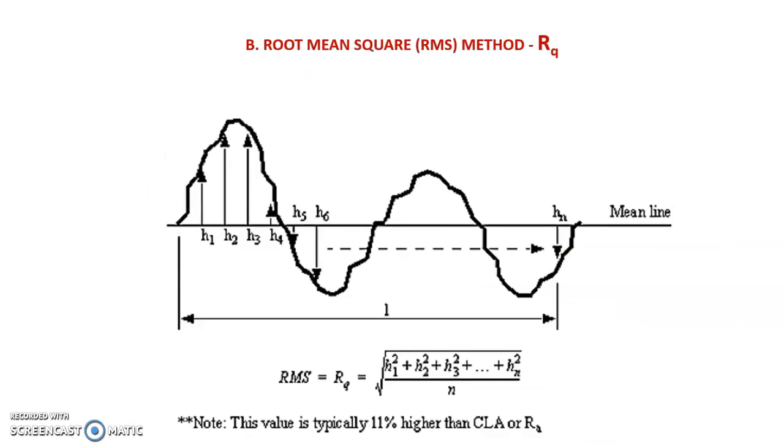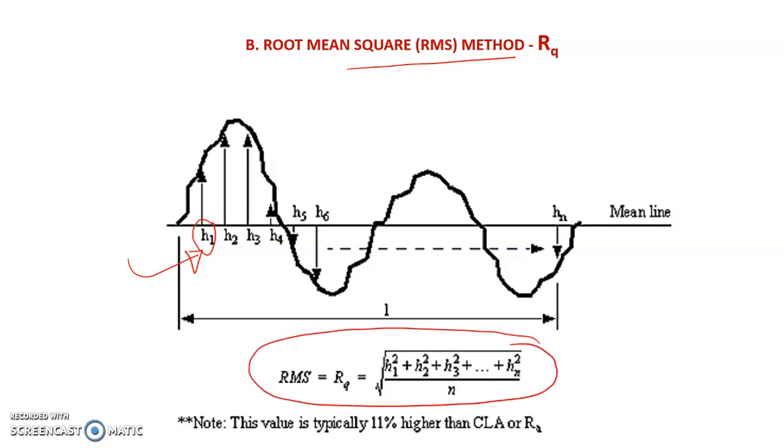In the root mean square method, the procedure is the same. We divide it into a number of divisions and measure the heights from the mean line to the profile. But the equation used is modified like this: it is now the root of sigma h square divided by N.